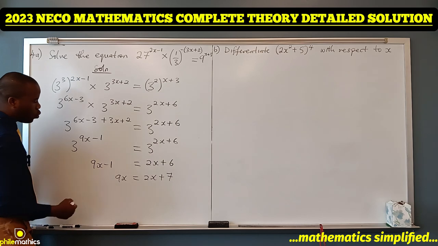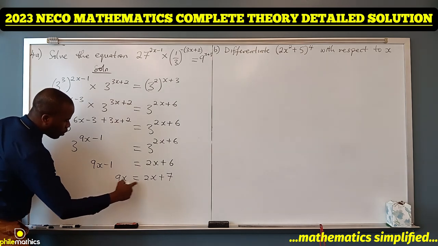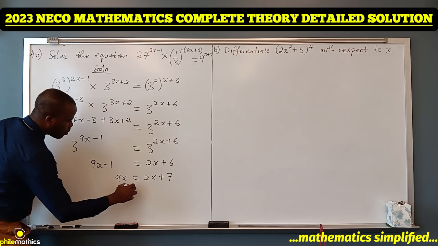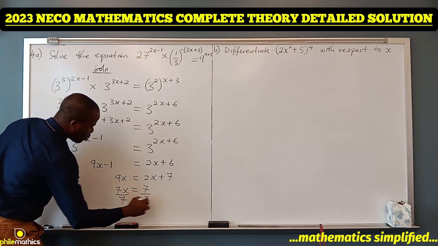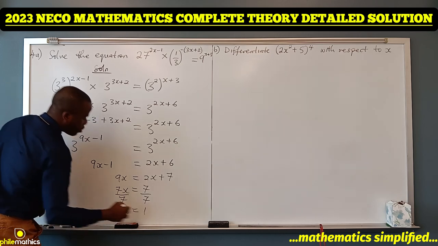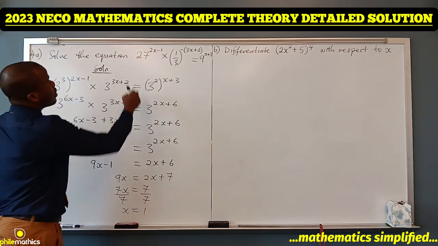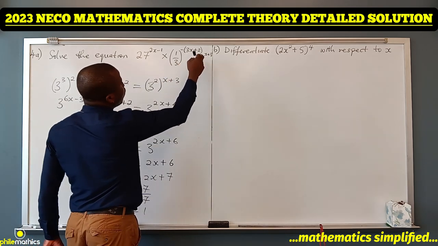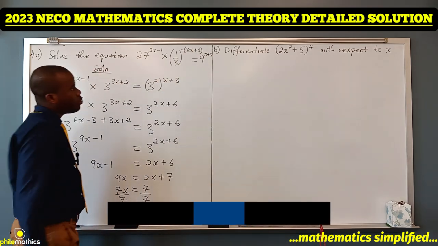If I subtract 2x from both sides, I'll have 9x minus 2x, which will be 7x equals 7. If I divide both sides by 7, x will be 1. To check if your answer is correct, substitute 1 for x in this, and you should have the same thing as the right hand side, which is 9 to the power 4.